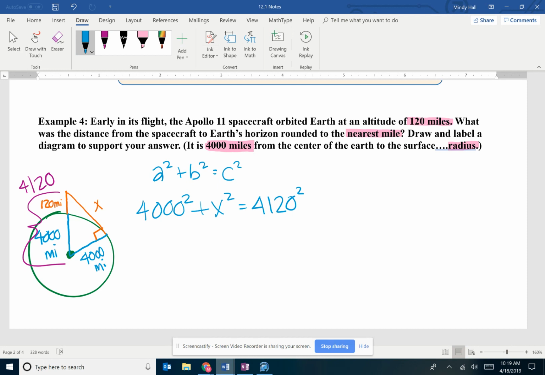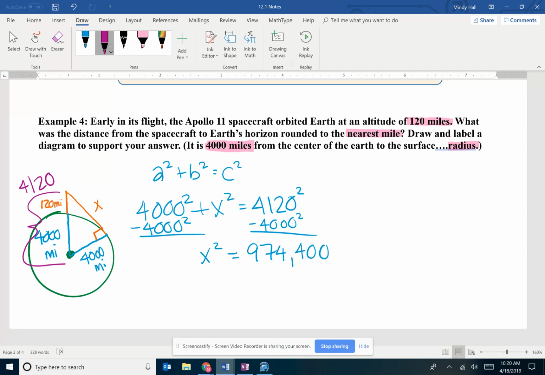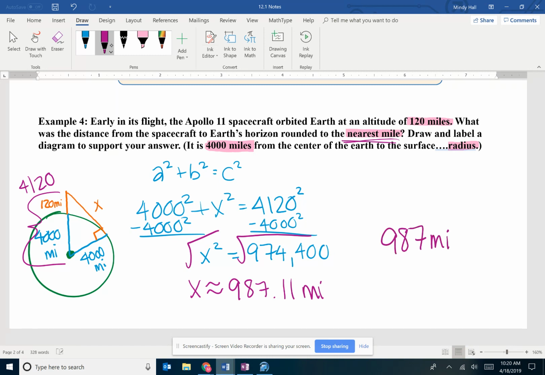So then, when you do this, we will subtract 4,000 squared, and the reason why I am not giving you the actual number is because it's humongous, but we would have x squared equals, now the difference between these, when you actually do 4,120 squared minus 4,000 squared, is 974,400. So then, when we take the square root, we get that x is approximately 987.11 miles. But because, again, we wanted nearest mile, it'd be 987 miles.